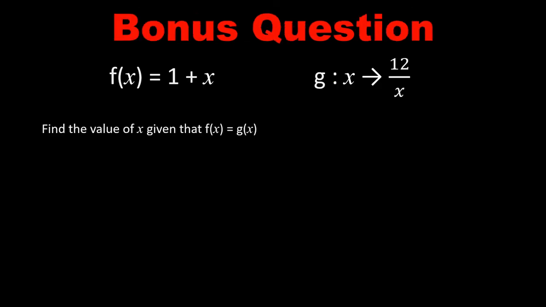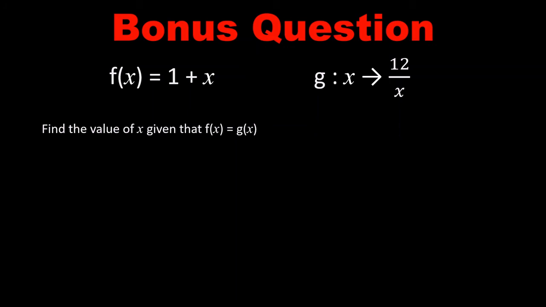Here's a bonus question. See if you can work this out for yourself. Although this is quite a bit more challenging than the previous questions, it is a typical exam question. I've got function f and function g defined here. Find the value of x, given that f of x is equal to g of x. So set these functions equal to each other and work out the input value that gets the same output value out of both functions. Go ahead and hit pause and give that a go on your own, and we'll take it up in just a minute.